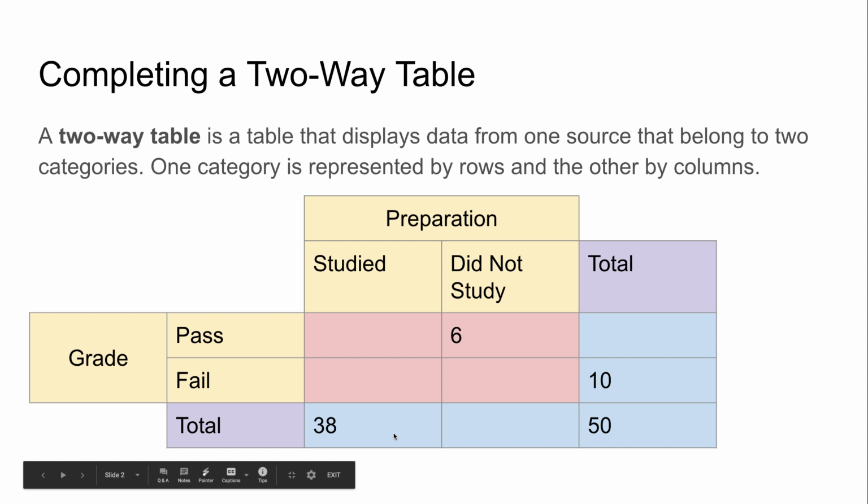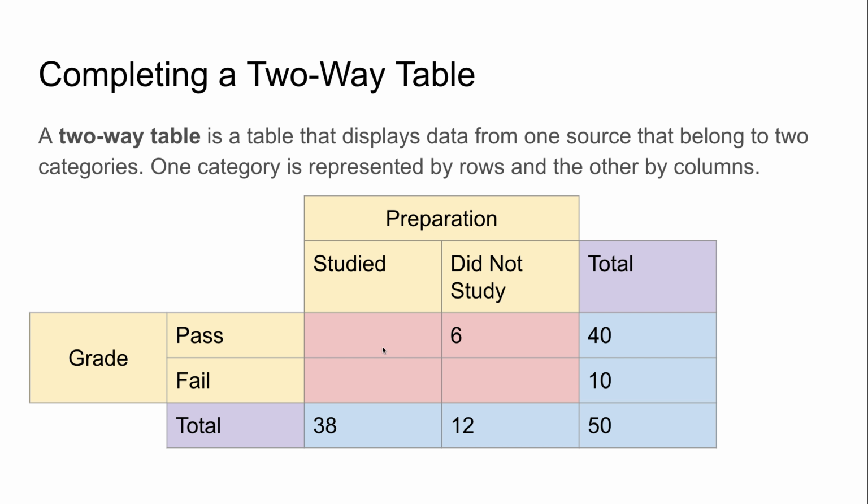And then also, if there are 38 students who studied, and there are 50 students total, we can find this other one by doing 50 minus 38, which is 12. So there must be 12 students that did not study. So that's how I got those two numbers. Now, how can we figure out these other cells, or these other entries here? Well, if there are 40 students total who passed, and there are 6 students who passed and did not study, that must mean that there are 34 students that passed that did study. So 34.